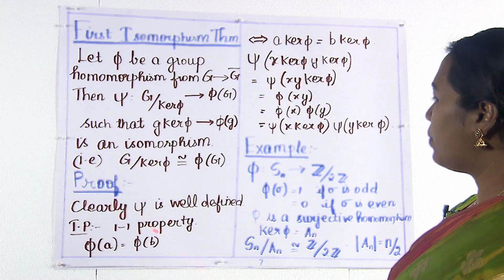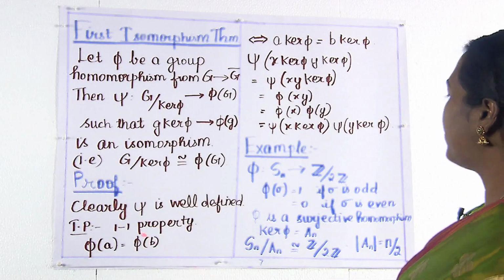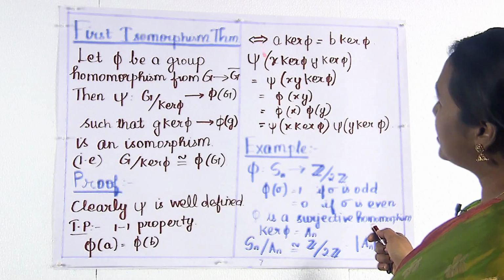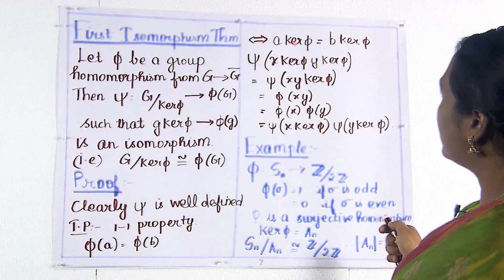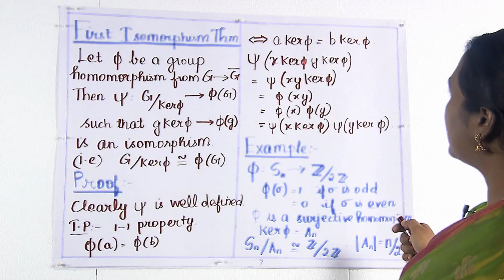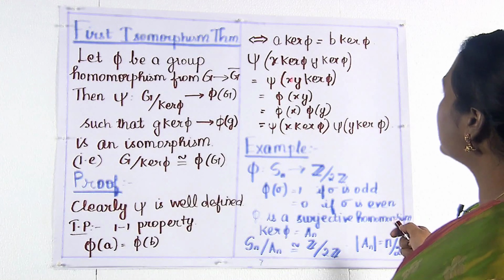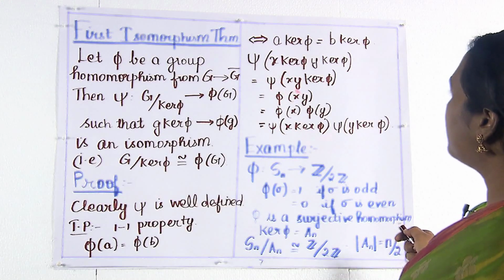To prove the 1-1 property, let us take phi of A equal to phi of B. That implies, and is implied by, A kernel phi equal to B kernel phi. Therefore, xi of x kernel phi times y kernel phi is equal to xi of xy kernel phi, which is equal to phi of xy.